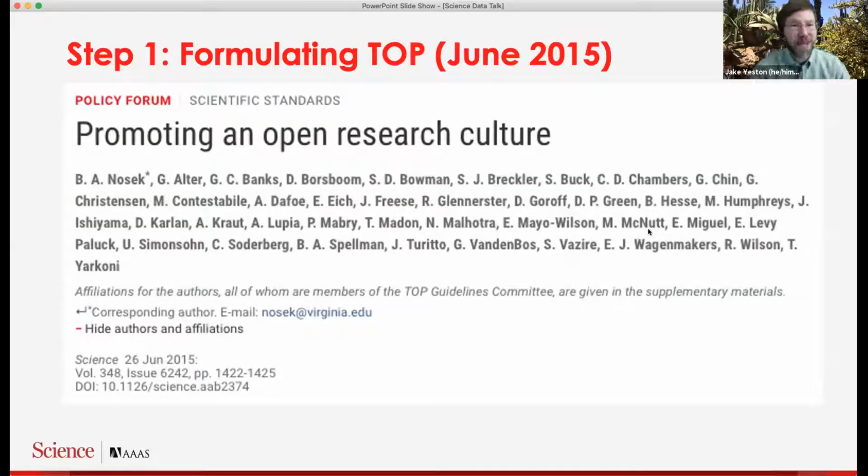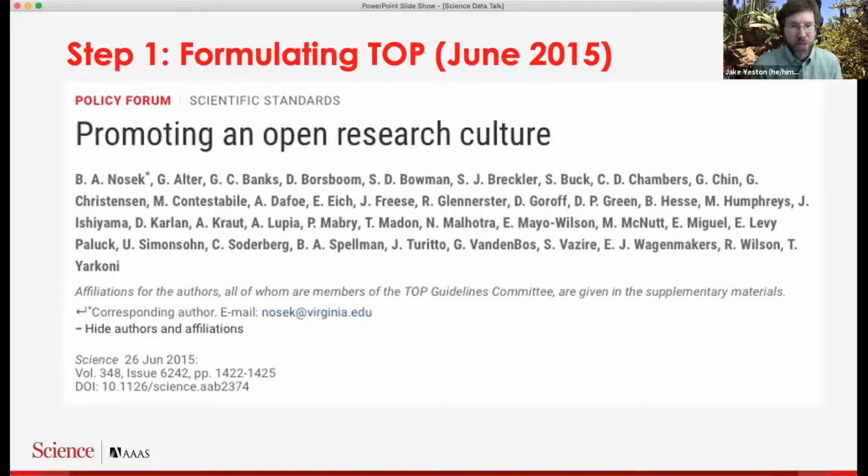The first step we really took on this journey was our role, and especially our editor-in-chief at the time, Marcia McNutt's role, in formulating the Transparency and Openness Promotion guidelines. When Marcia joined the staff, there was a lot of concern, particularly in the social sciences, about a crisis of irreproducibility. A lot of high profile papers published in social psychology were turning out to be basically completely irreproducible. So Marcia got a couple of grants from the Arnold Foundation to hold workshops in a variety of different disciplines and try to figure out what we could do about this reproducibility problem.